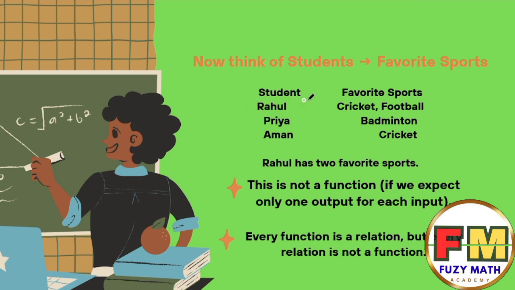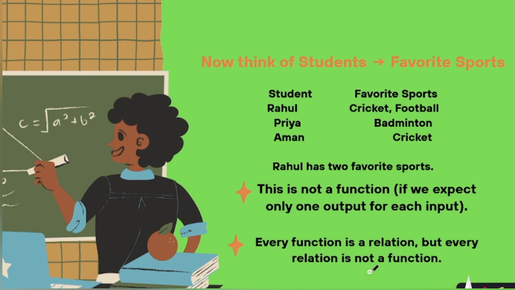Now, think of students' favorite sports. Rahul: favorite sports are cricket and football. Priya: favorite sport is badminton. Aman: favorite sport is cricket. Rahul has two favorite sports. This is not a function. If we expect only one output for each input, every function is a relation, but every relation is not a function.